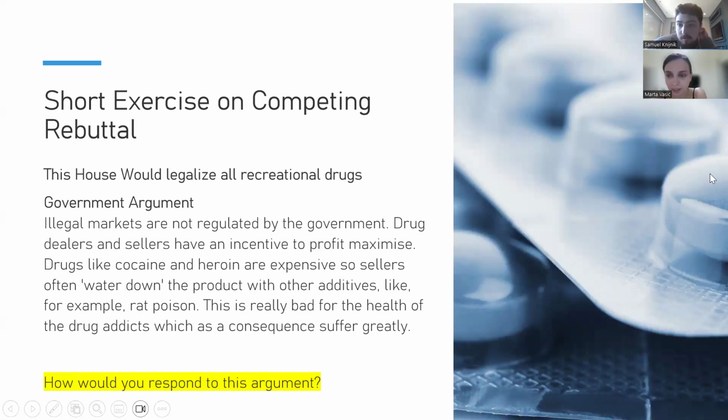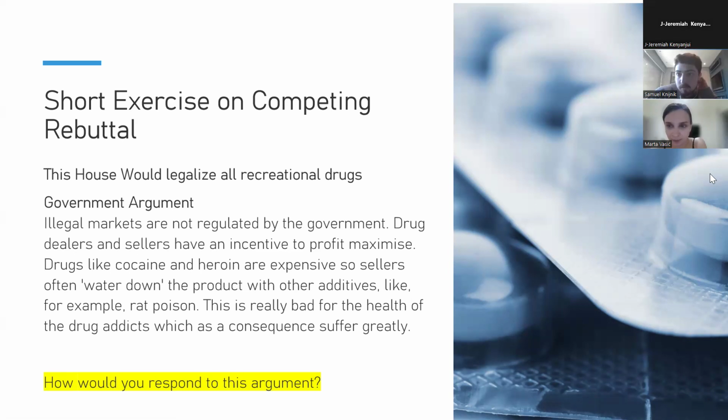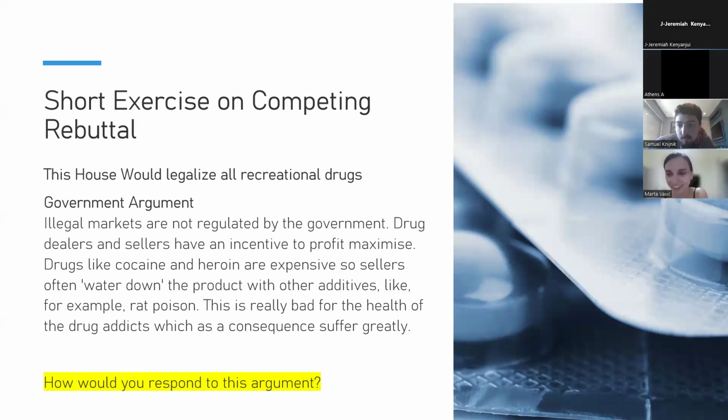Sure, that makes sense. Anyone else? Any idea? Oh, Jeremiah reminded himself of what he said before. Yeah. So I think the second thing that I was going to say is that the comparative, if all recreational drugs are legal, is just that more people are going to use them. And drugs are harmful to people anyways.